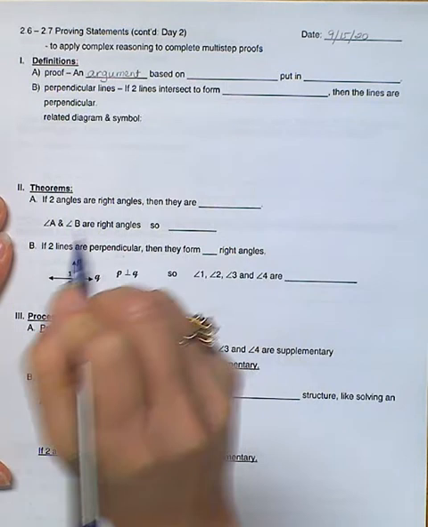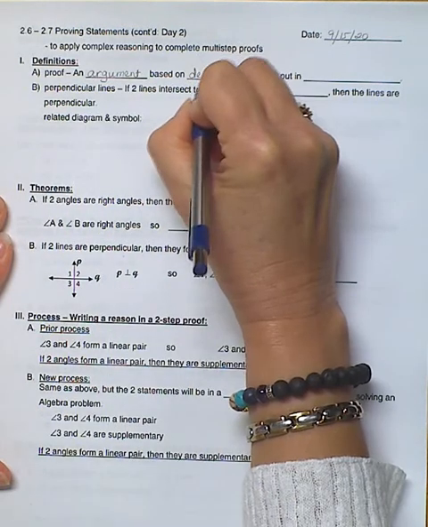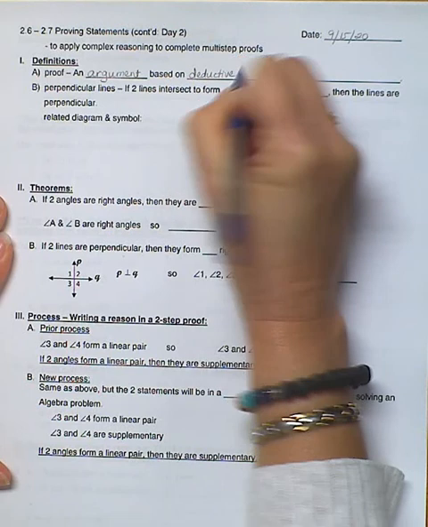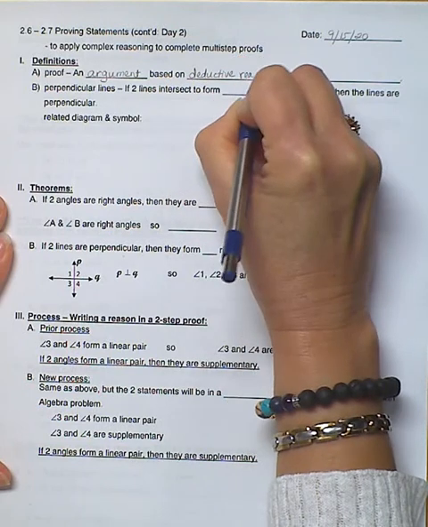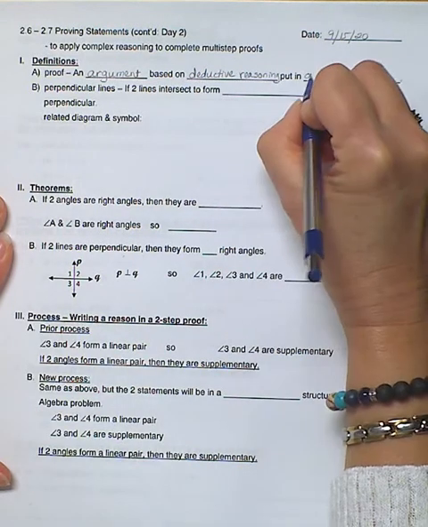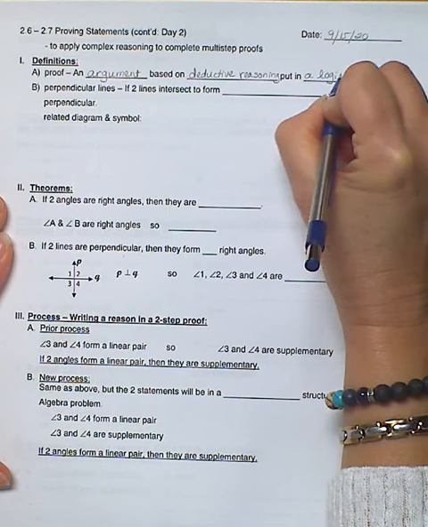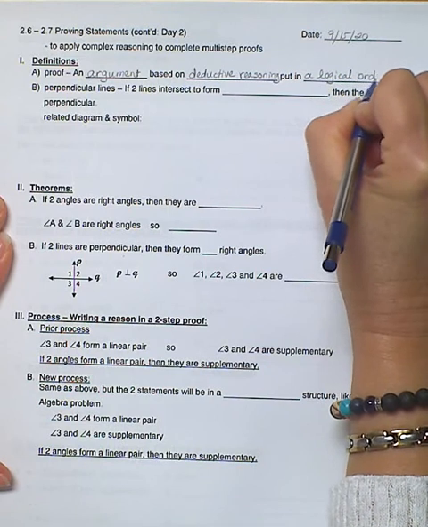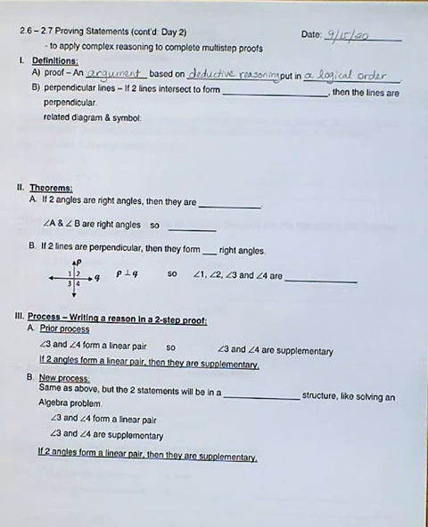based on deductive reasoning put in a logical order. So an argument doesn't mean you're not happy with somebody. It's not that kind of argument. It's a debate. Okay, so an argument based on deductive reasoning, so that's your complex reasoning, your deductive reasoning, and it must be in a logical order.